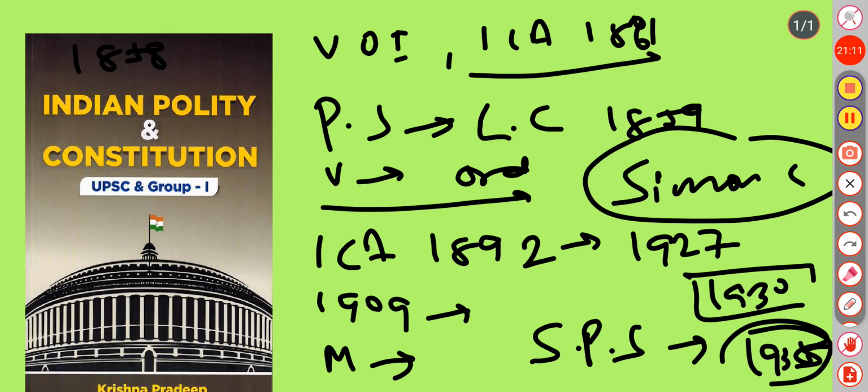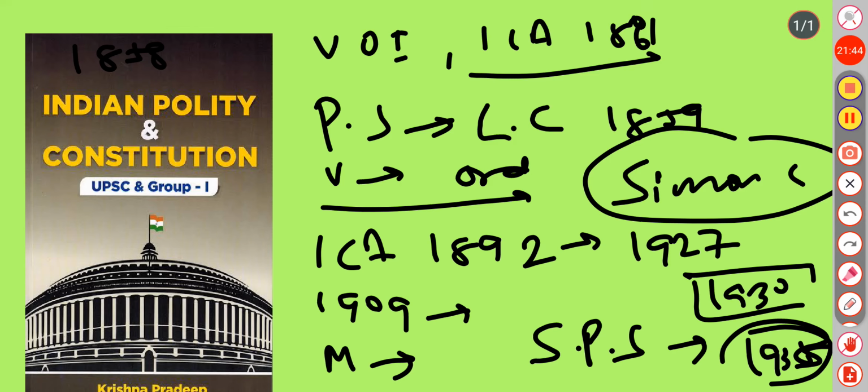The federal legislature had two chambers, the Council of State and the Federal Assembly. The Council of State was to be a permanent body with one third of its members retiring every 2 years, right? And it further extended the principle of communal representation by providing separate electorates for depressed classes, women, and labor.